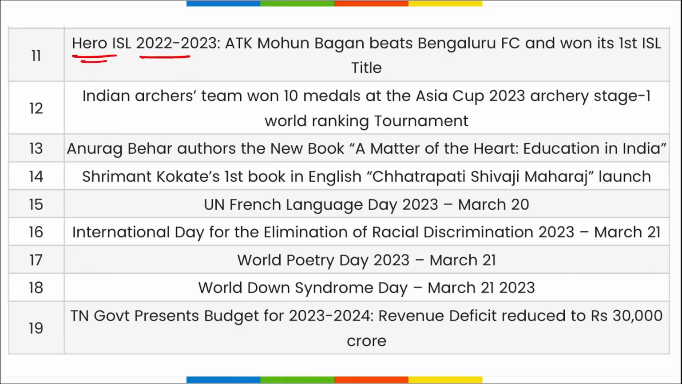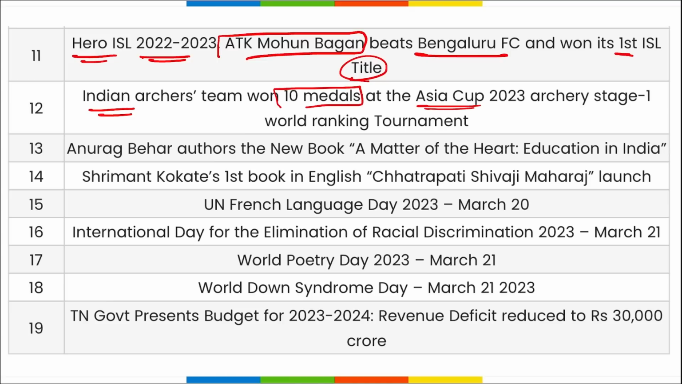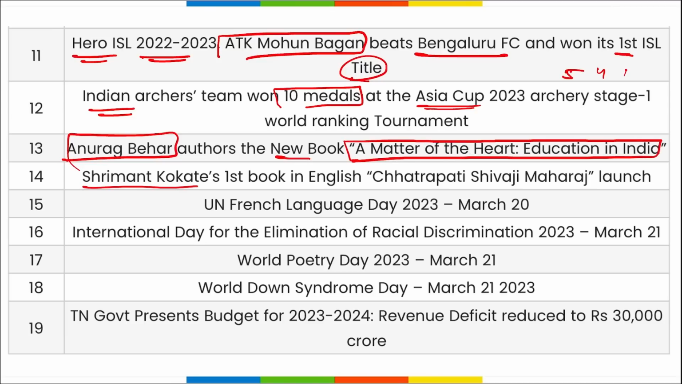Hero ISL 2023 here, ATK Mohun Bagan has defeated Bangalore Football Club and won their first ISL title. Indian archer teams won 10 medals at the Asia Cup, out of which 5 were gold, 4 were silver, and 1 was bronze. Anurag Behar has authored a new book, A Matter of Heart: Education in India, and Shrimant Kokate's first book in English, Chatrapati Shivaji Maharaj, has been launched.